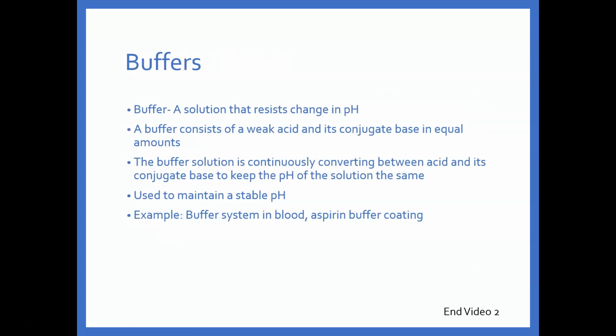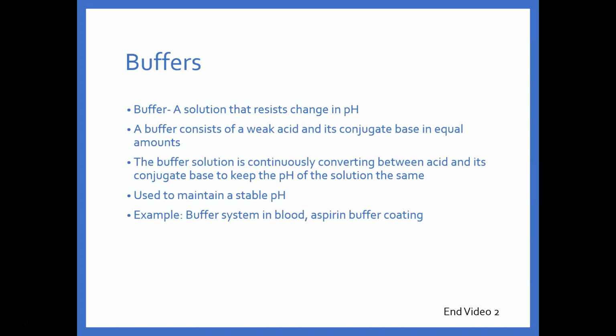The last thing we want to talk about is buffers. A buffer is a solution that resists change in pH. A buffer consists of a weak acid and its conjugate base in equal amounts. The buffer solution is continuously converting between acid and its conjugate base to keep the pH of the solution the same. So we use it to maintain a stable pH.